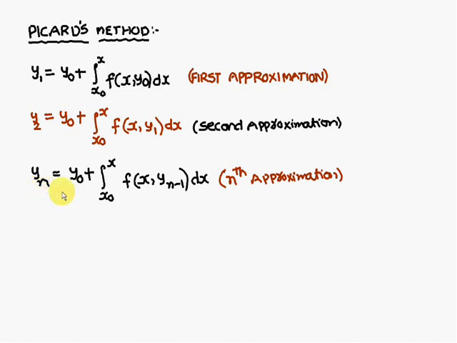Similarly, if you go for the nth approximation, you come across yn minus 1. This is Picard's method: first approximation, second and nth approximations. In a problem, we will do the first approximation, second approximation, third approximation and so on. Whichever is the best suitable one, up to that one we will do the approximation, stop, and substitute in the last approximation. That is the final. Now let's go for the problem.